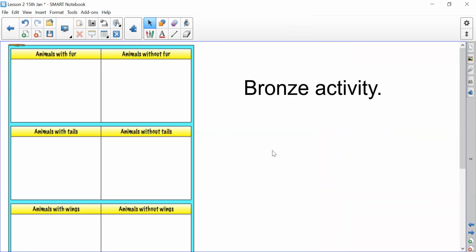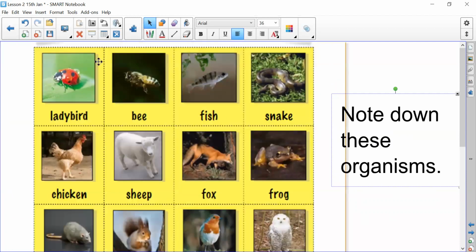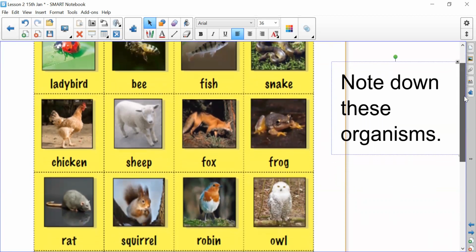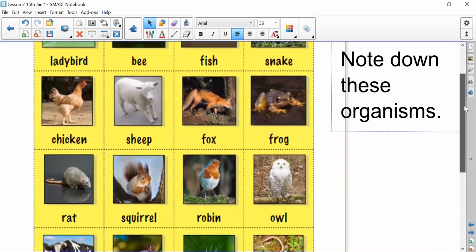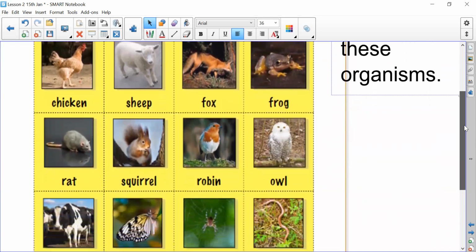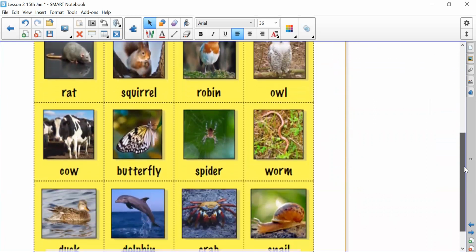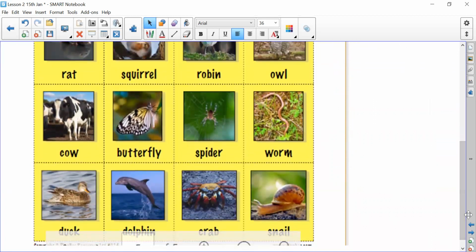So our bronze activity, we are going to be sorting and classifying the animals, the living things, the organisms I've just read out. So let's just have a look at them again. Have you written the names down? Ladybird, bee, fish, snake, fox, sheep, chicken, rat, squirrel, robin, owl, worm, spider, butterfly, cow, duck, dolphin, crab, and snail.